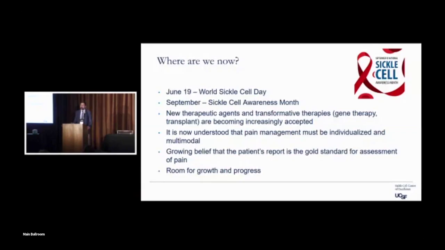We are nowhere near where we need to be, and we're nowhere near where our patients deserve, where our warriors deserve. And so there's so much room for growth and progress. But I'm very proud to be part of this community that is working towards it. So that's where I will end, and then thank you for your time.